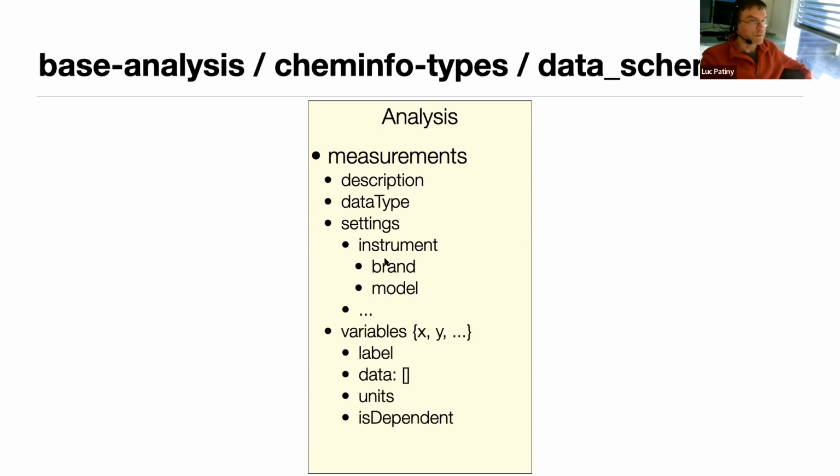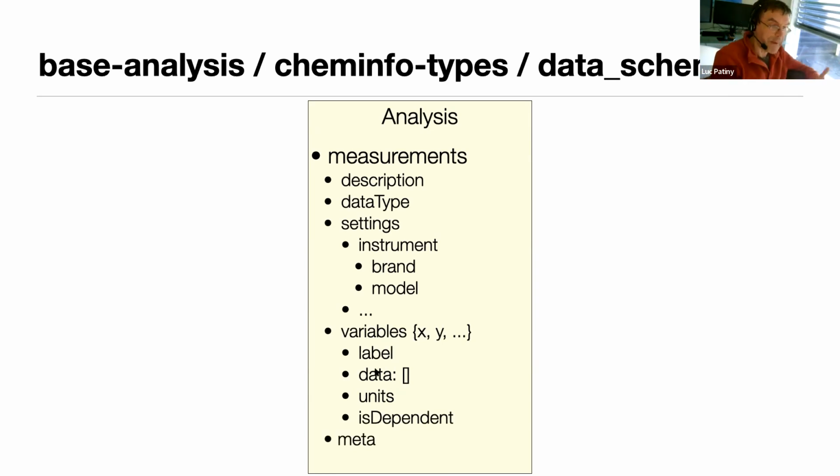Each measurement will yield some results, and those results are stored in variables. And variables will have a specific unit and will contain the actual data. So if I'm speaking about an infrared spectrum, I would have on the x-axis the wave number, and on the y-axis, for example, the transmittance.